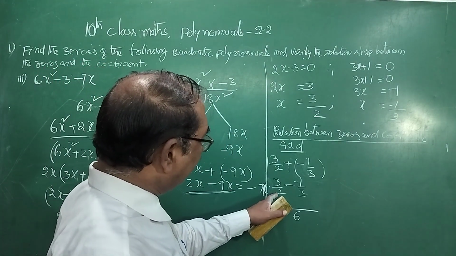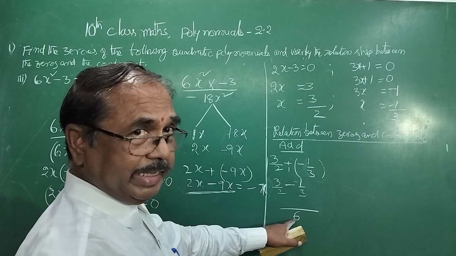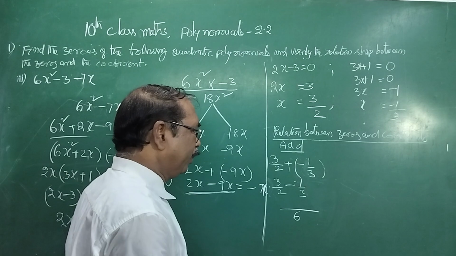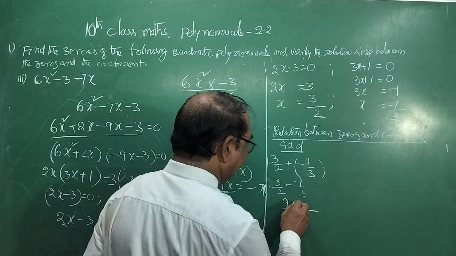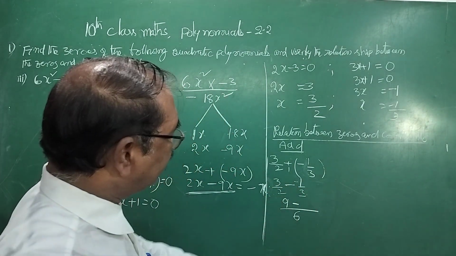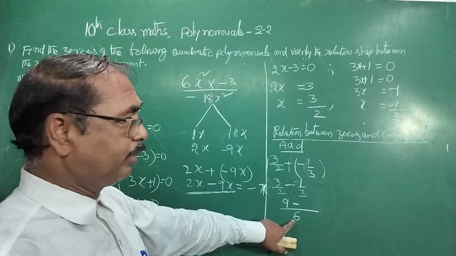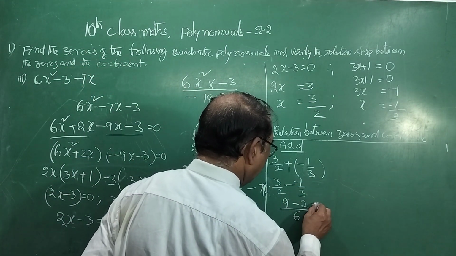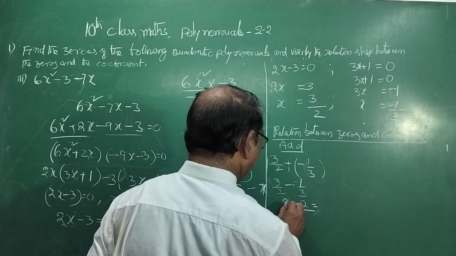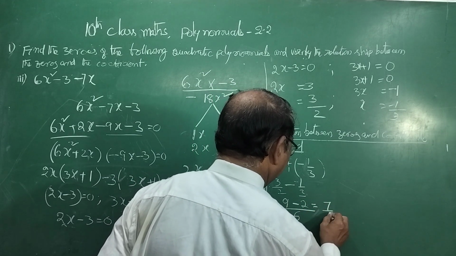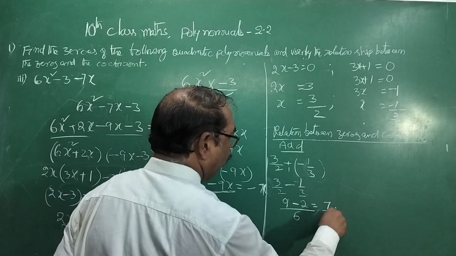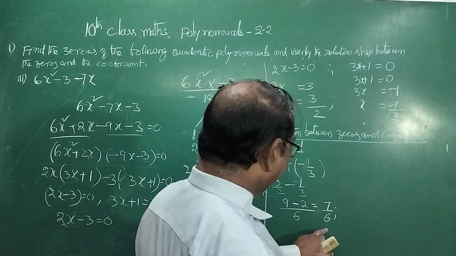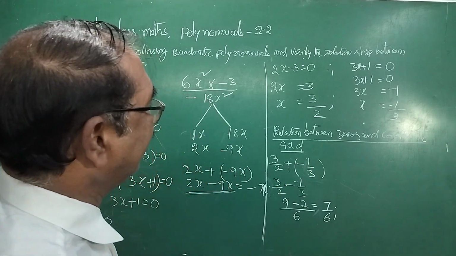Let us see, 2 how many times in the 6? 3 times. With 3 we have to multiply the numerator. 3 into 3 is 9. Minus 1 by 3: 3 how many times goes in the LCM? 2 times. With 2 we multiply the numerator, 2 into 1 is 2. That is equal to 9 minus 2, which is 7 by 6. When we add, we got 7 by 6.